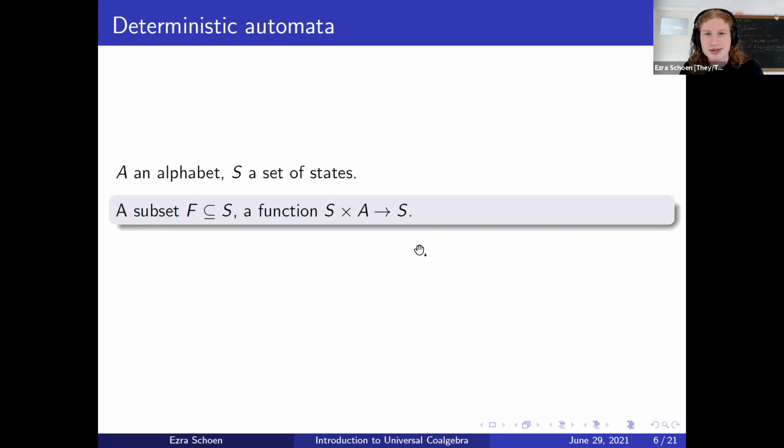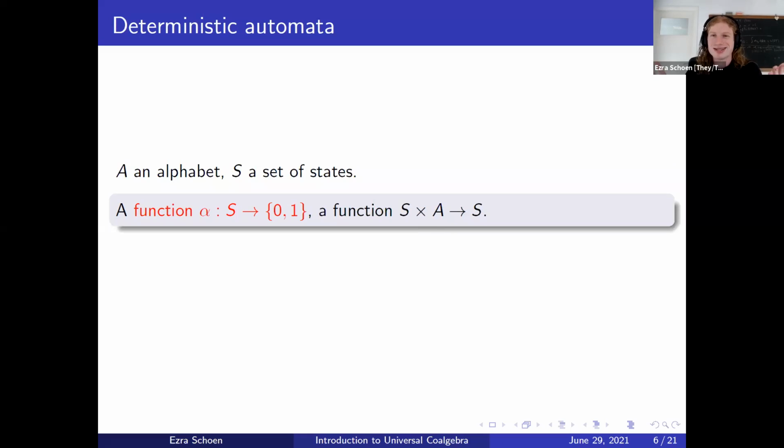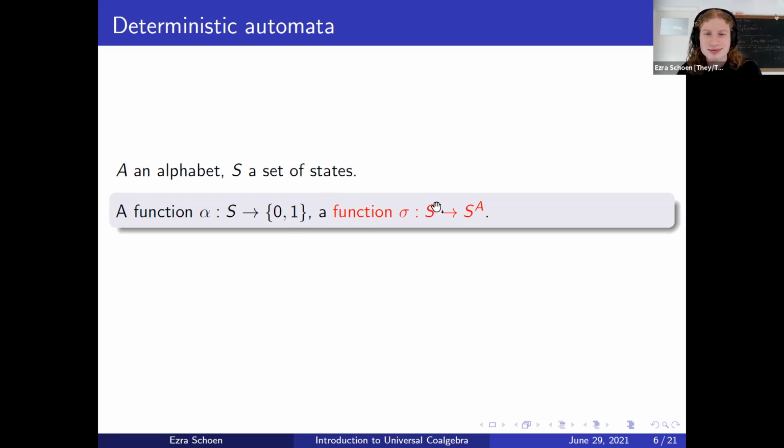So if we look at the data of a deterministic automaton, we have some subset of accepting states, and we have a transition function. Of course, a subset, I mean, we can just take its characteristic function, and that's equivalent. So we can think of this as just a function that tells us, is the state accepting, yes or no? And on the other hand, we can just take the A here and put it over there, and that gives us a function which gives us the transition function at s. So it's still waiting for some element of the alphabet before you can go to the next state.